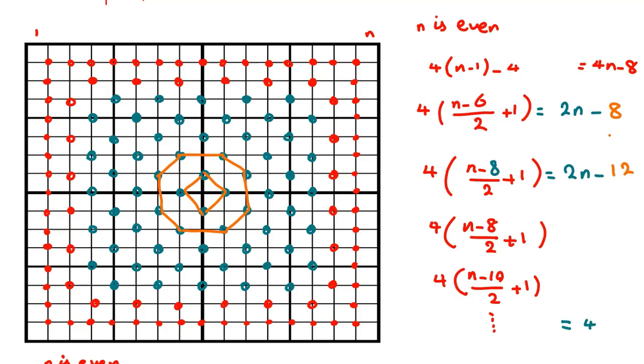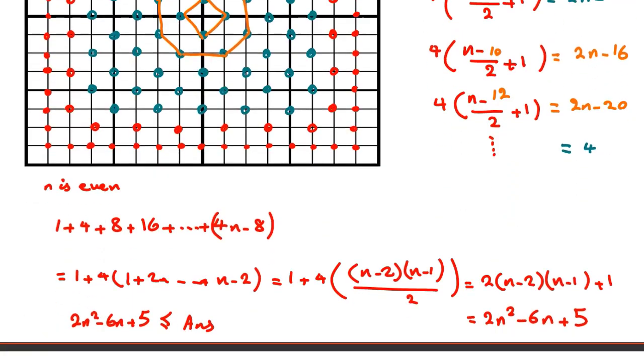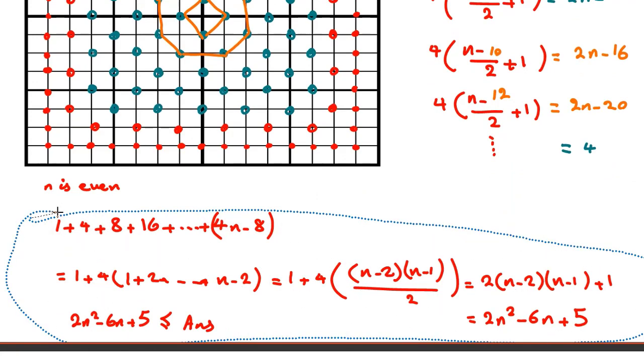Okay. Now, for example, this one will be what? If we write these numbers, it will be n minus 10, n minus 12. So it will be 2n minus 16. Here is minus 24 plus 4, 2n minus 20, up to 4. Okay, so we should add all these numbers. It will be what? Let me calculate this part again.